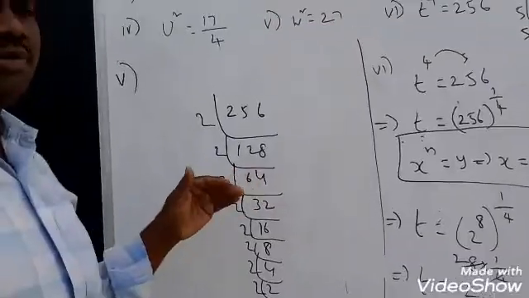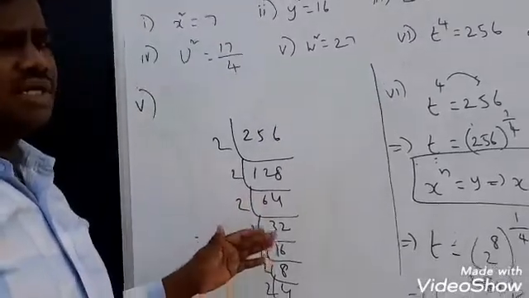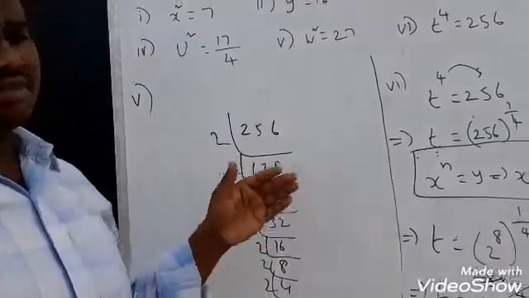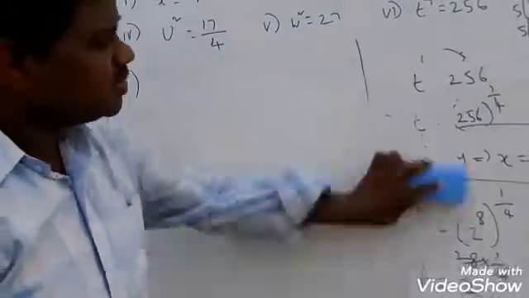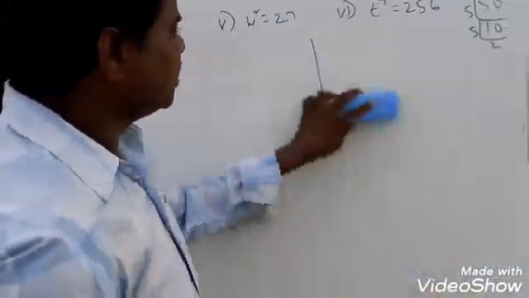A number that can be expressed in the form of p by q is called a rational number. So what is an irrational number? A number which cannot be expressed in the form of p by q is called an irrational number.